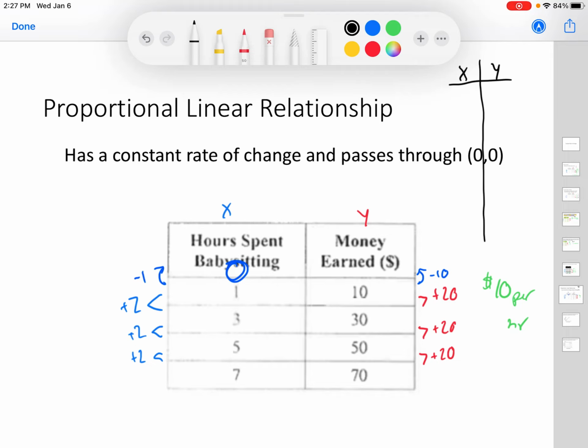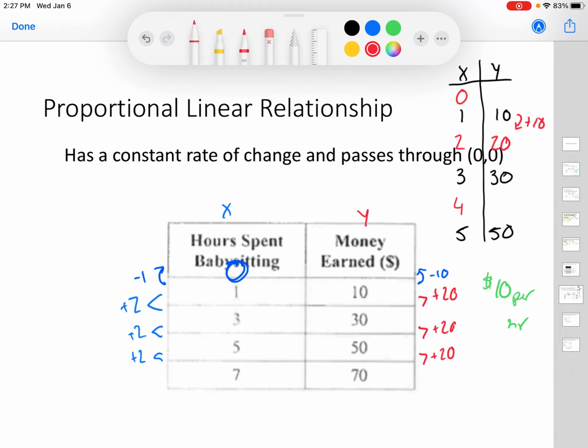They give us the values of 1 and 10, 3 and 30, 5 and 50. So they give us those values. Now I can go back and I can find any value of x in here. They don't give us for 2 hours, but I know that if it's $10 per hour, then for 2 hours, that would be 1 hour more than 1. So I would add 10 and I would get to $20.